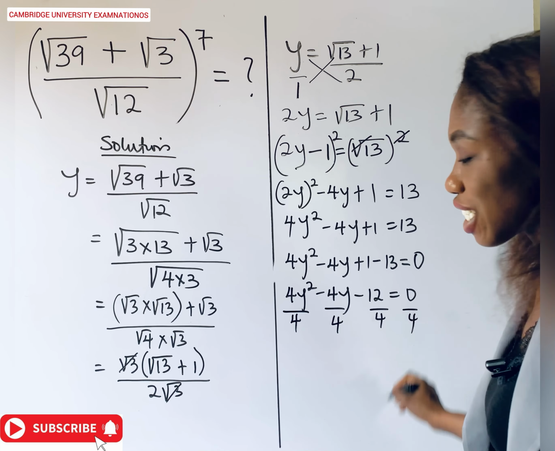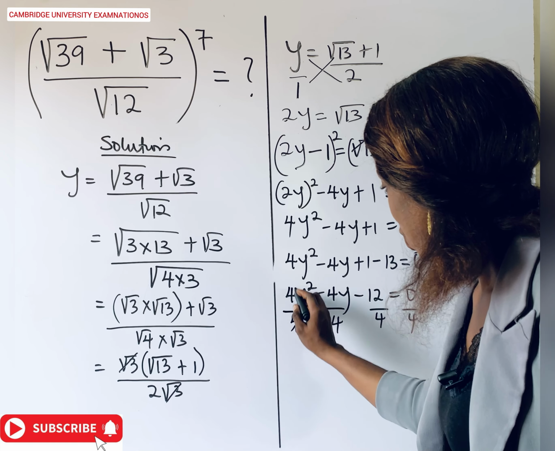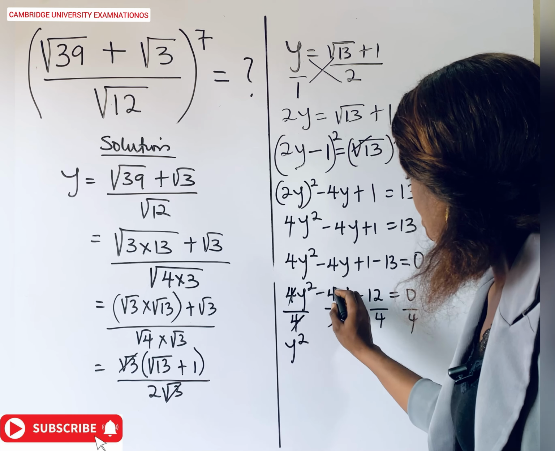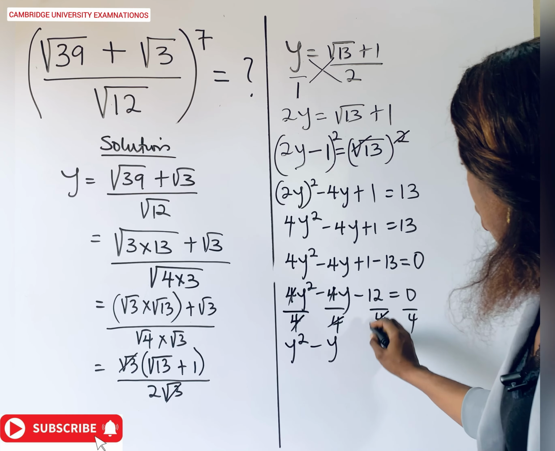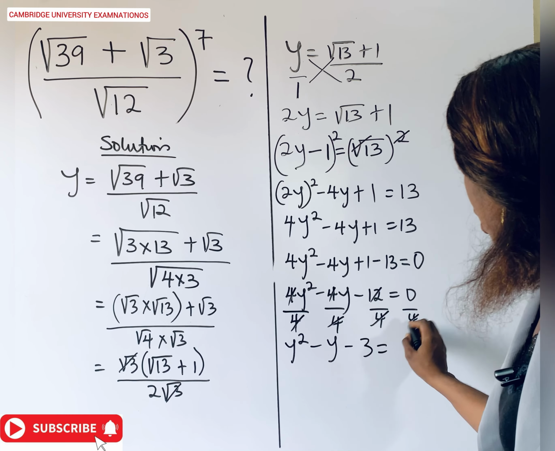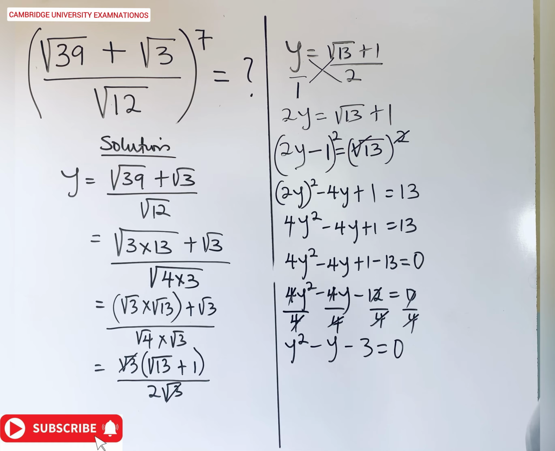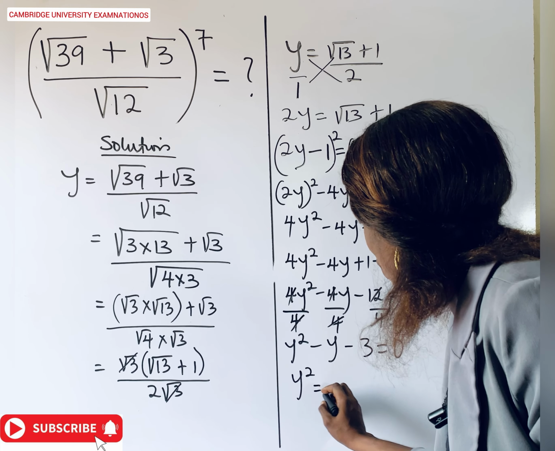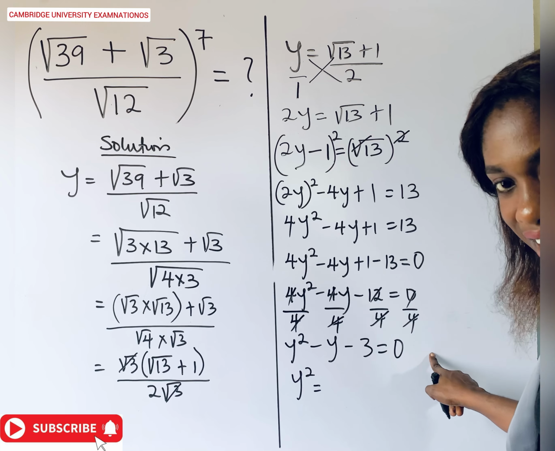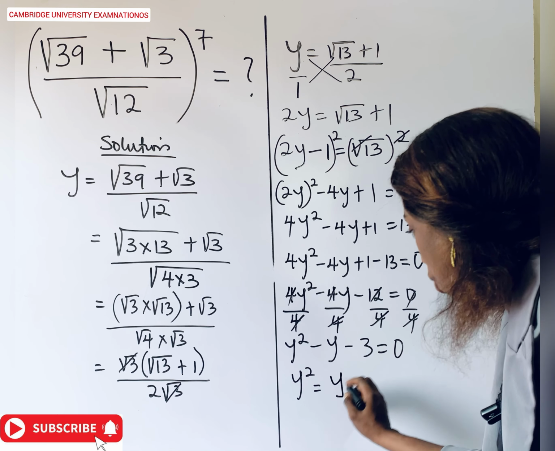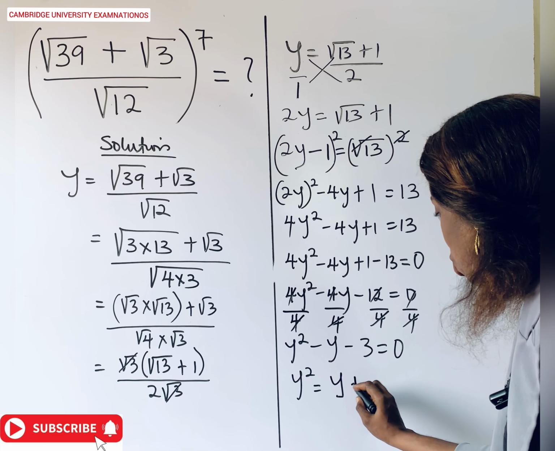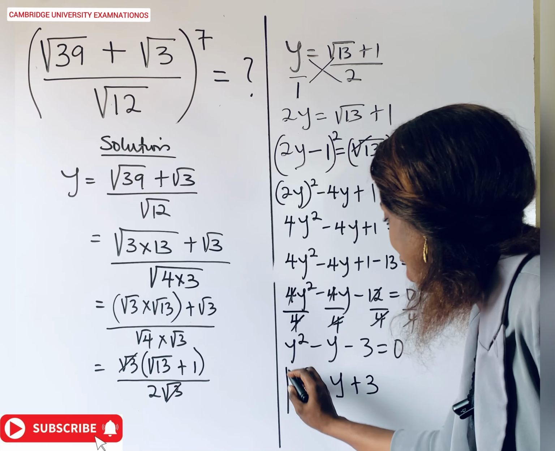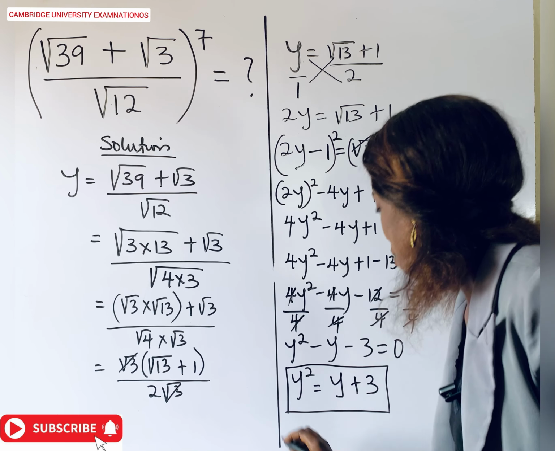Remember, our target is to reduce. So we reduce this, we have y squared, reduce this, you have negative y, reduce this, you have negative 3, and this will give you 0. So we can simply say from here that y squared is equal to, take this to the right side, it will be positive y. Take this to the right side, it will be positive 3.